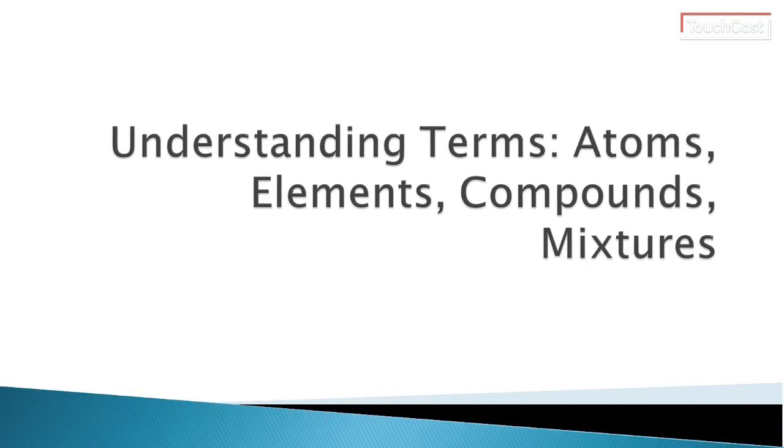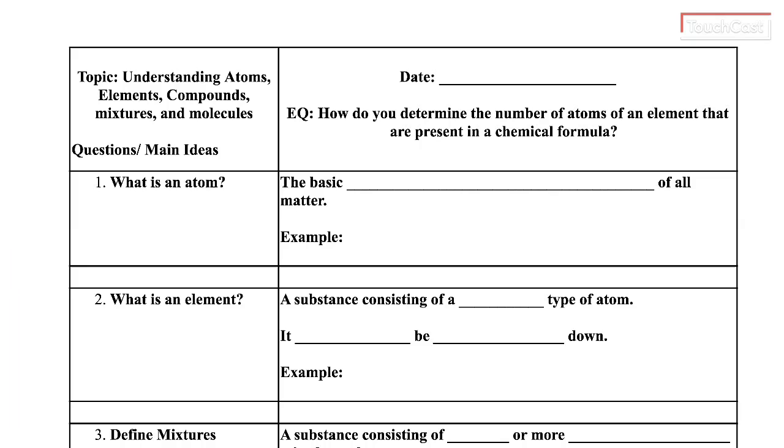Alright, ladies and gentlemen, we are talking about understanding the terms atoms, elements, compounds, and mixtures. You have some Cornell notes that look like this. Let's go ahead and get started. We want to make sure that we're focused on our essential question here of how do you determine the number of atoms of an element that are present in a chemical formula?